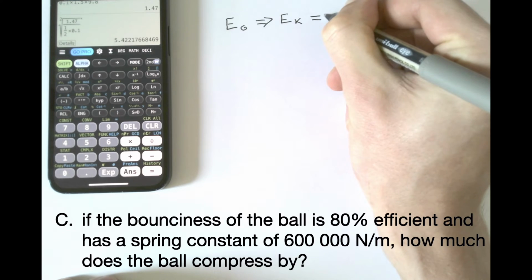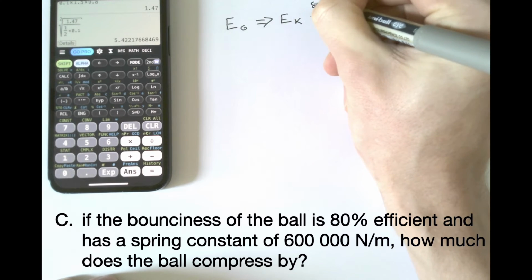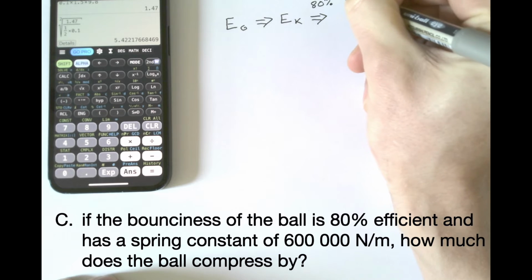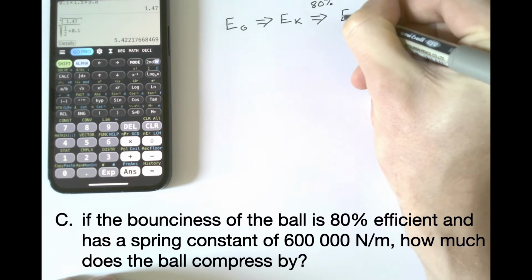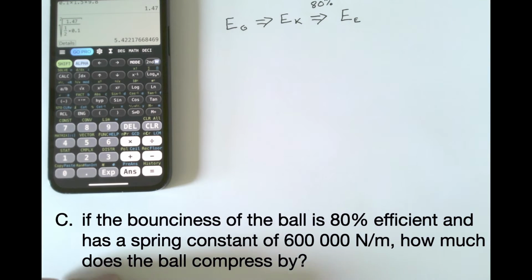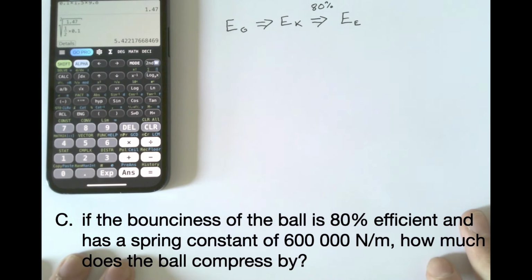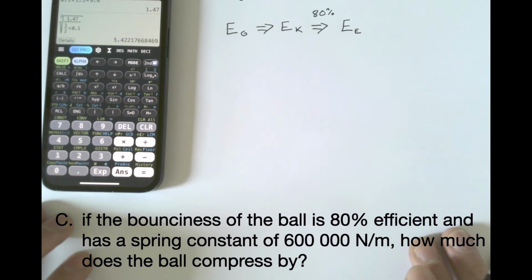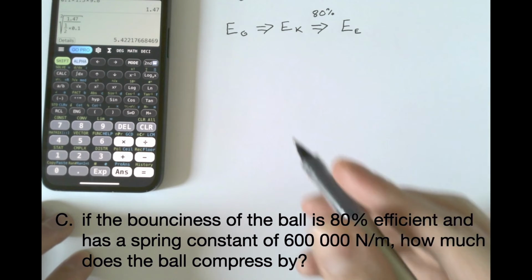And what this 80% efficient is saying is that only 80% of that kinetic energy is going to go into the elastic energy of squashing the ball. As the ball hits the floor, it's going to squash a little bit before it bounces back, and we're saying that it's going to get 80% of that total energy. So let's work out what that is.